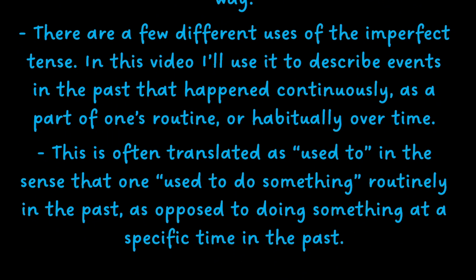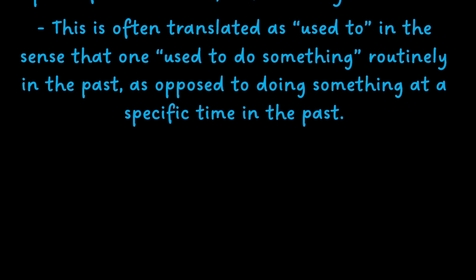There are a few different uses of the imperfect tense, and in this video, I'll use it to describe events in the past that happened continuously as a part of one's routine or habitually over time. This is often translated as "used to" in the sense that one used to do something routinely in the past, as opposed to doing something at a specific time in the past.